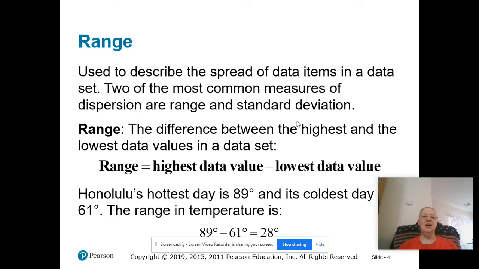On the other hand, that actually doesn't happen very often, but let's suppose we have a class and the scores range from the lowest test score of 0 to the highest test score of 100. That would be a huge test score range. So either of those situations would tell me something about the test.